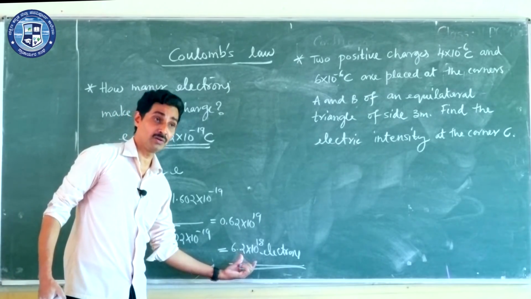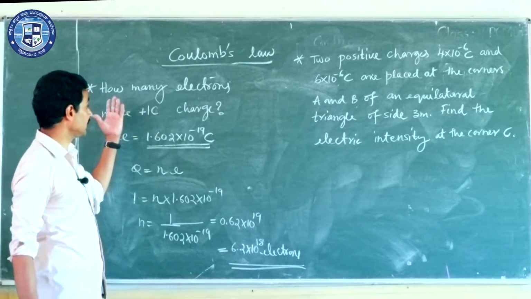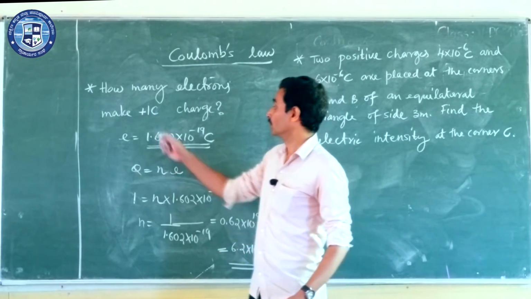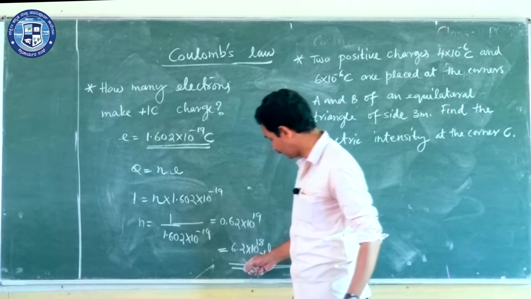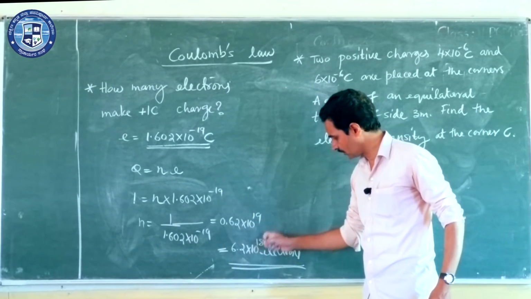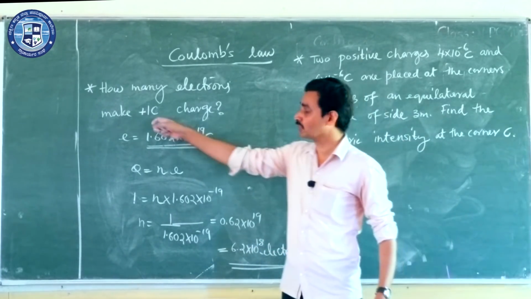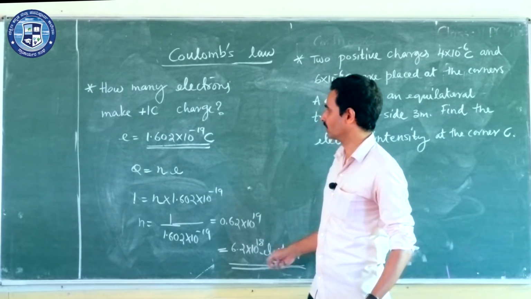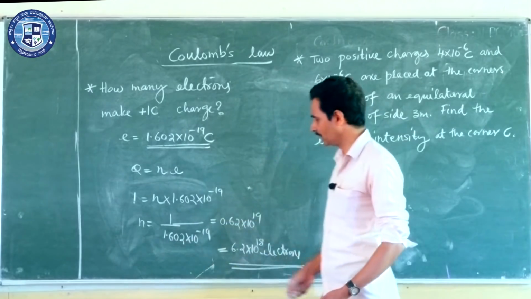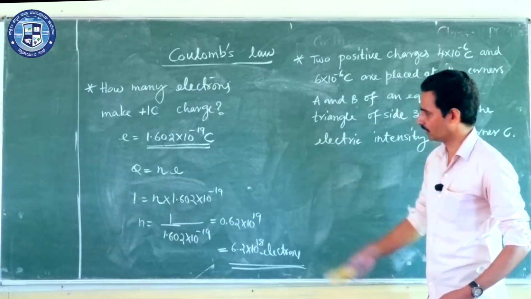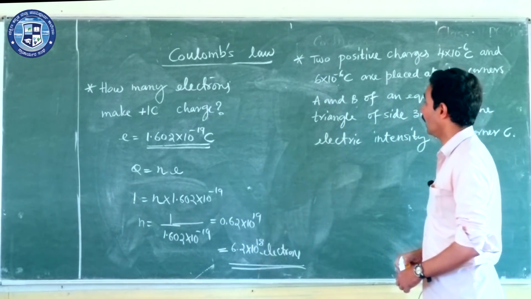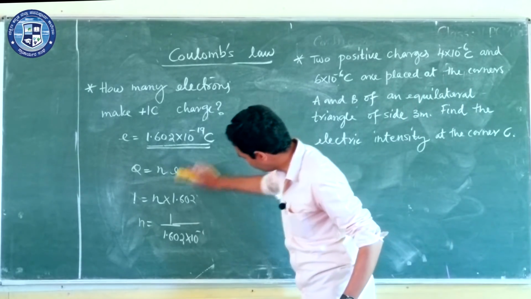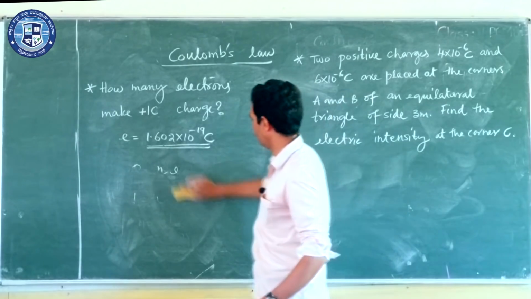Finally you have to write a conclusion here. The question is: how many electrons make 1 Coulomb of charge? Removal of 6.2 into 10 to the power 18 electrons makes plus 1 Coulomb for a body, and addition of this many electrons makes it minus 1 Coulomb. So a simple formula and simple explanation. For 2 marks this may be a question. Okay, that is one.